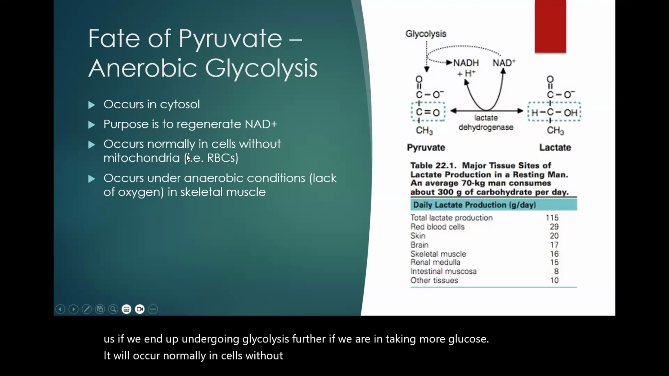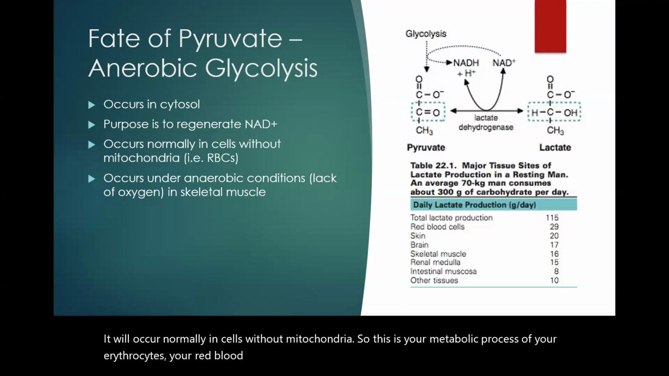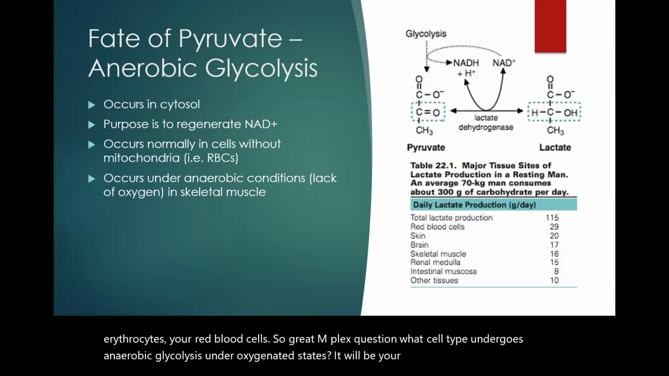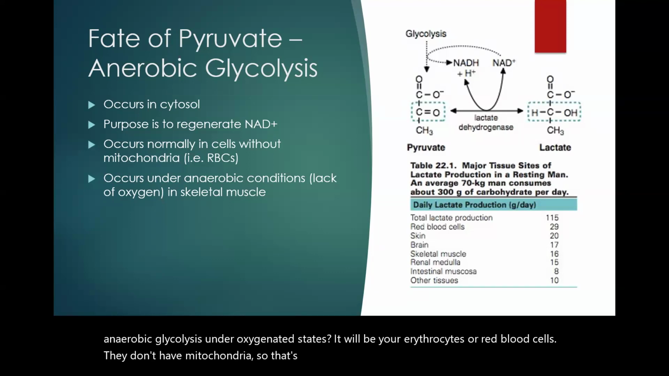So this is the metabolic process of your erythrocytes, your red blood cells. So great NPLEX question: what cell type undergoes anaerobic glycolysis under oxygenated states? It will be your erythrocytes or red blood cells. They don't have mitochondria, so that's why they cannot undergo our typical glycolysis to the Krebs cycle, because there's no mitochondria to go to.